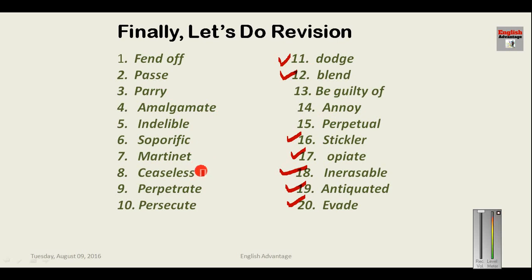Ceaseless means perpetual or continuous. And now let us look at the next word, perpetrate. Perpetrate means to commit a crime or be guilty of. And persecute means to annoy.